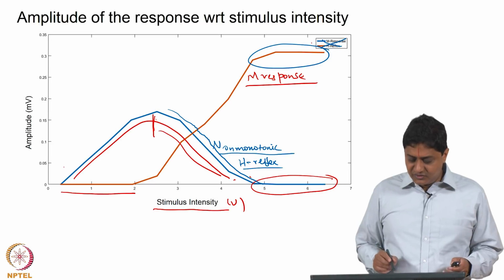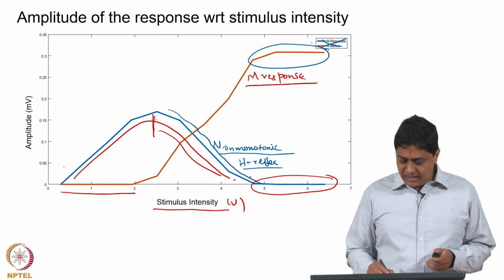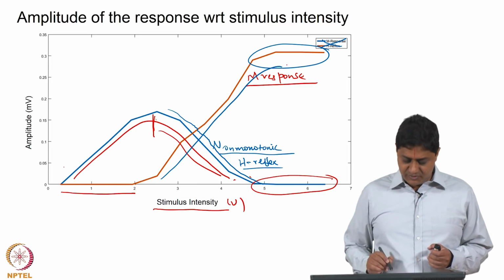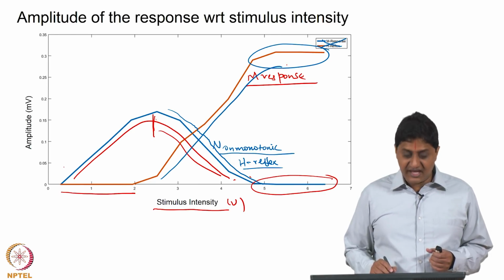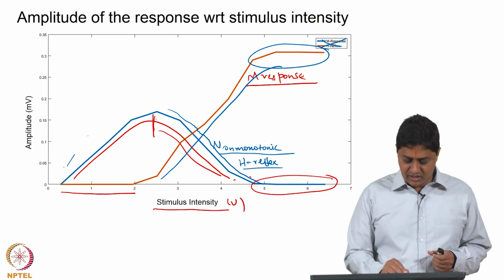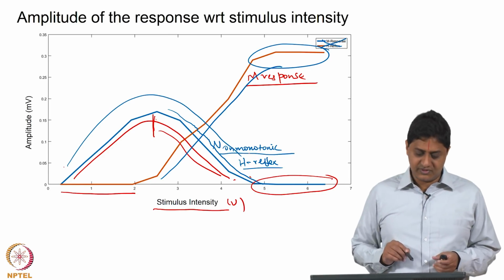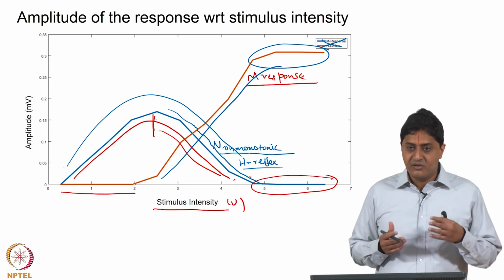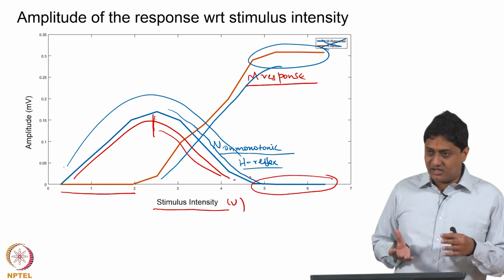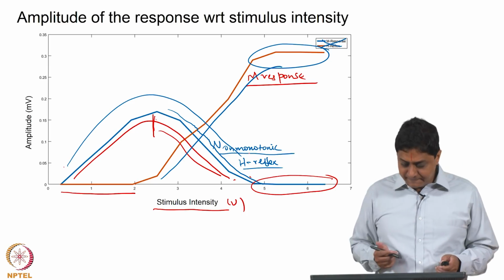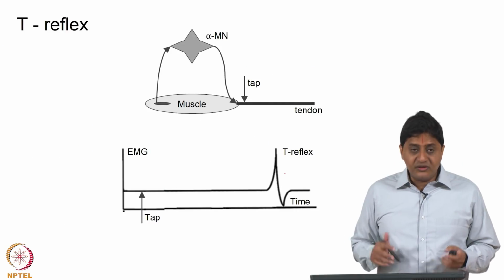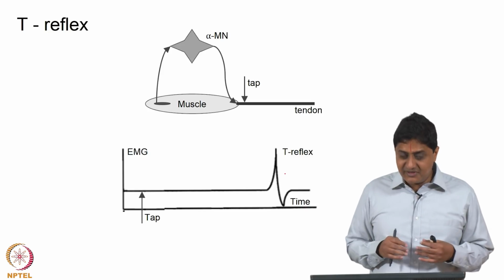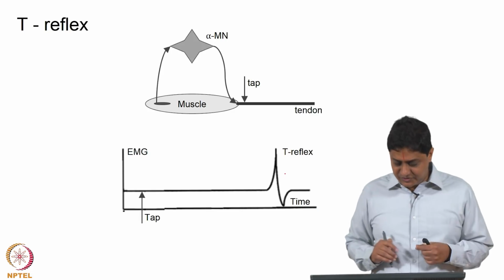Okay. So, this is why the M response has a monotonic increase with stimulus intensity, whereas the H reflex shows a non-monotonic response. This is a critical difference between the M response and the H reflex because of the physiological basis of why this happens. Okay. And note, this is not going to affect the timing of the appearances. Timing is going to be approximately the same. Timing is not going to change, just the amplitudes are going to change.